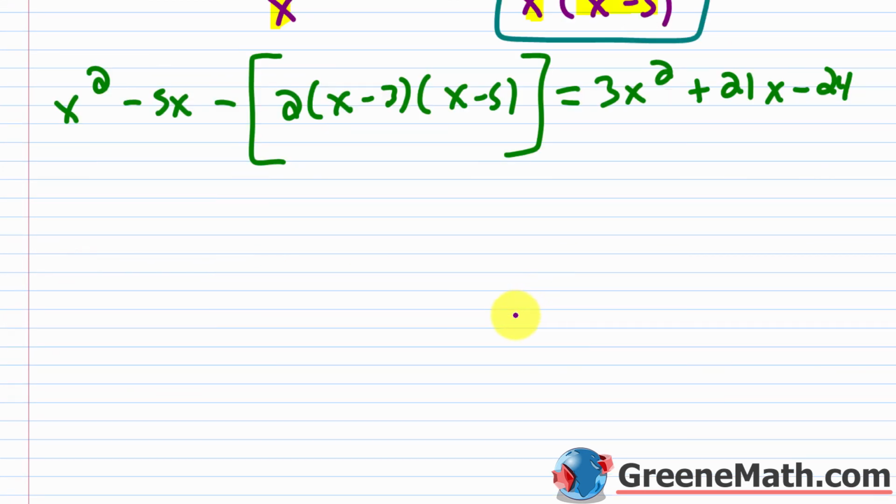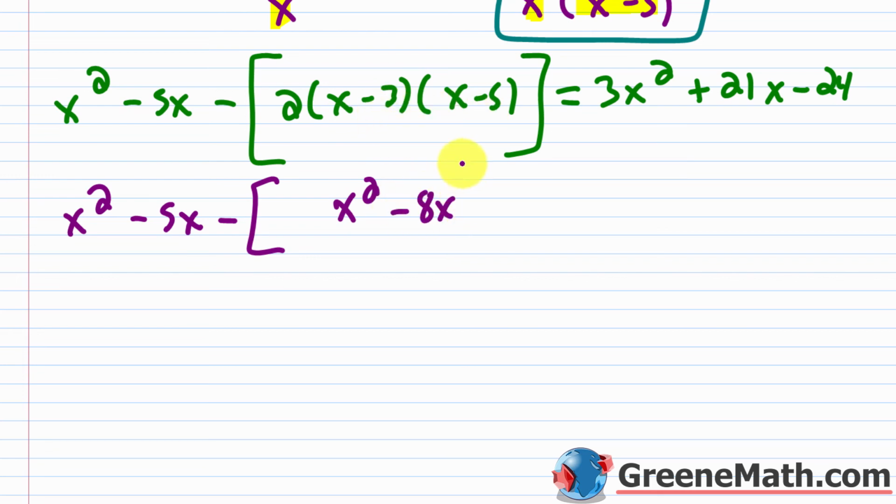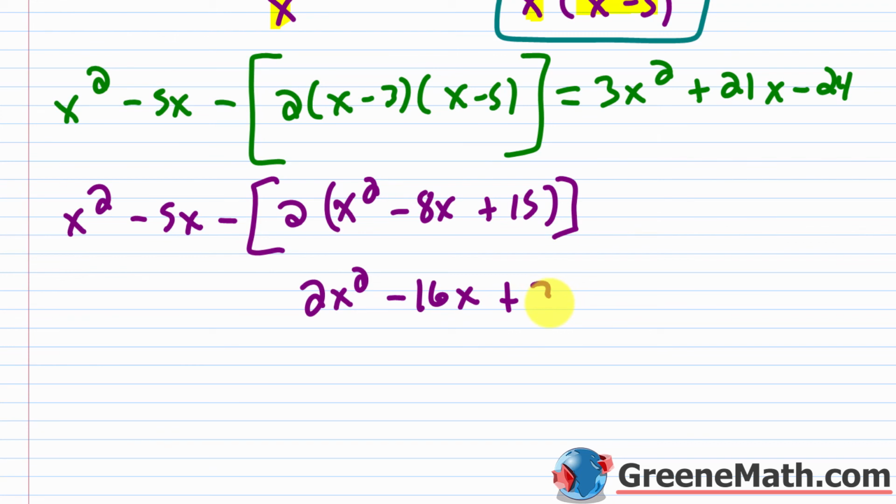Okay, let's see what we can do here. So over here, we have x squared minus 5x and then minus. So first I would say x times x is x squared. And then you would have your outer, which is negative 5x, your inner, which is negative 3x, so that's negative 8x. And then negative 3 times negative 5 is plus 15. Now, this is going to get multiplied by 2. Okay, so 2 times x squared is 2x squared. And then basically 2 times negative 8x is negative 16x. And then 2 times 15 is 30.